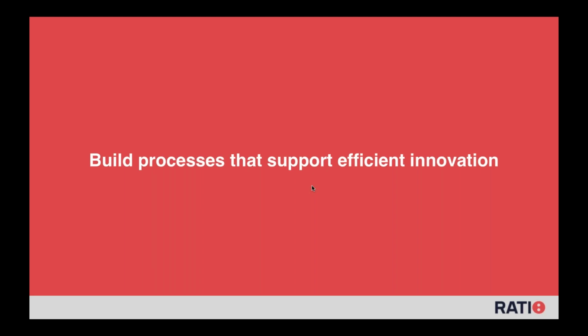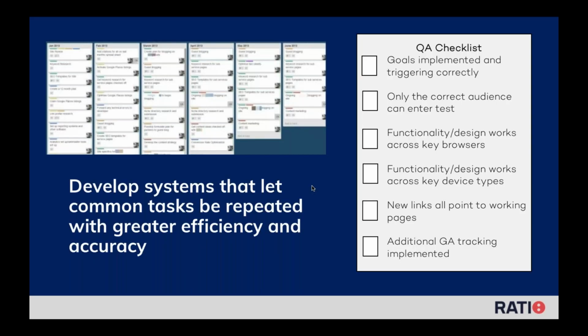Another area that can be very fruitful in terms of optimizing an experimentation program and getting more experiments out the door is to look at what processes you can put around experimentation that support innovation, and particularly efficient innovation. Because ultimately we want to be trying to get as much revenue as possible from this experimentation with as little input in terms of effort as possible.